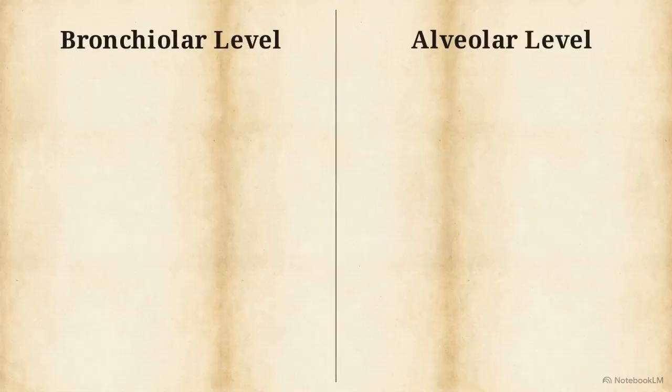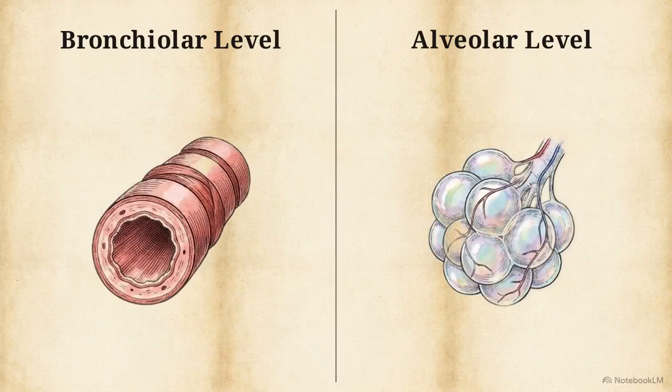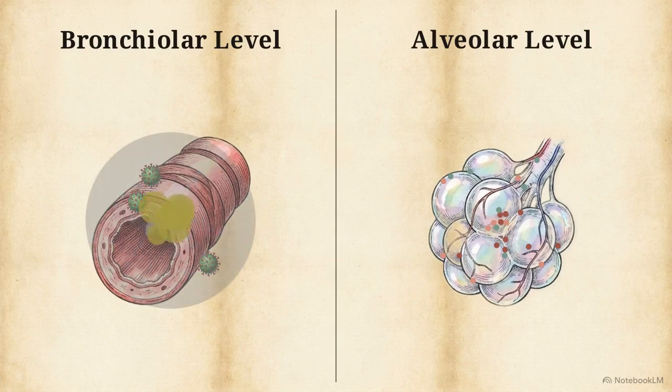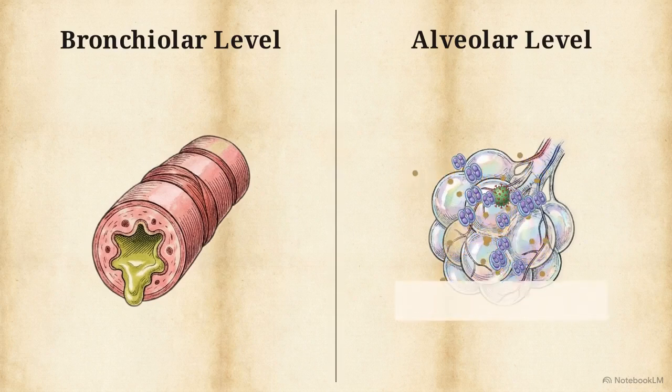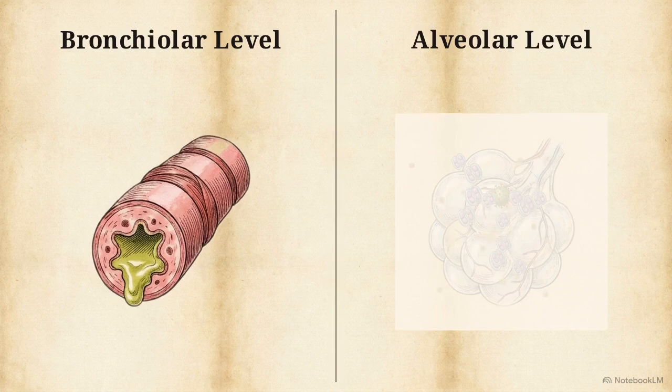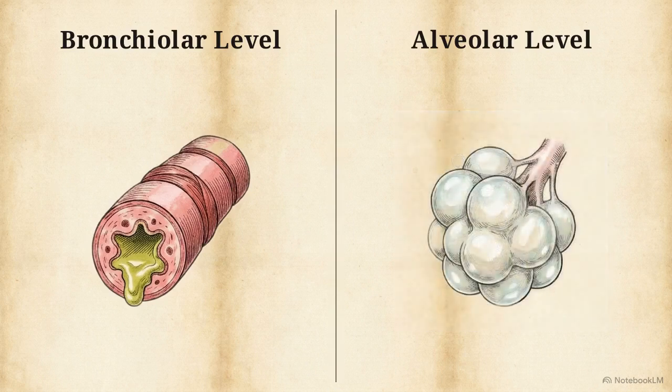To understand the divergence, we divide the lower respiratory tract, bronchiolar level on the left, alveolar on the right. In bronchiolitis, RSV invades the epithelium, causing necrosis and mucus plugging, physically narrowing these tiny tubes. Community-acquired pneumonia targets the deeper alveolar level. An initial viral injury destabilizes the resident microbial community, allowing Streptococcus pneumoniae to colonize. The result is localized edema and lobar consolidation as exudate replaces air.